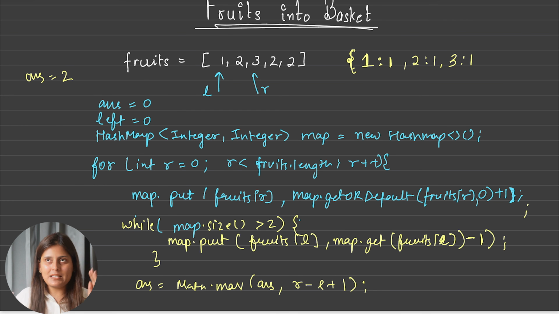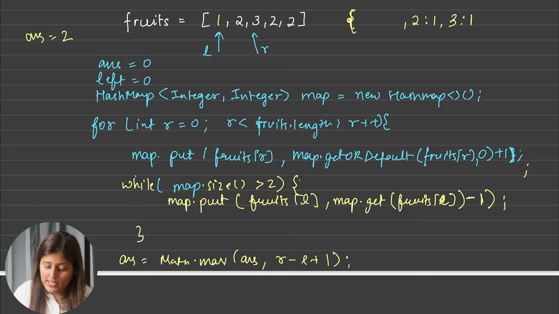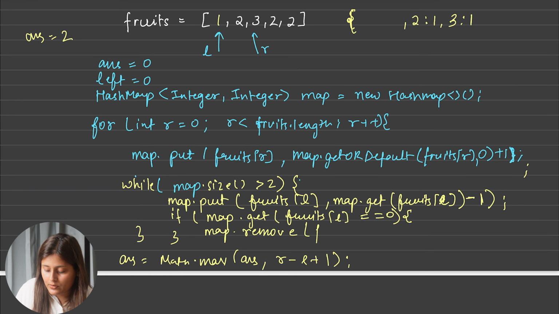Okay, I have reduced the frequency, and if you see what we are doing, we are removing this 1. So we will decrease the frequency to 0, correct? And now the frequency becomes 0, which means there is no need to keep this 1 here. So we can remove this 1 itself from our hash map. We will check if map.get of fruits of left is equal to 0, meaning the frequency count has become 0. Then I can remove this element from my map, so I simply say map.remove of fruits of left. I want to remove the 1 itself, so I will remove it.